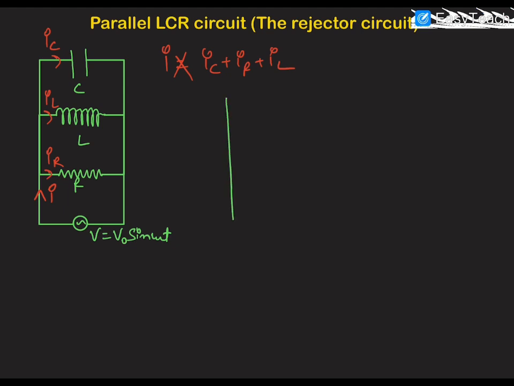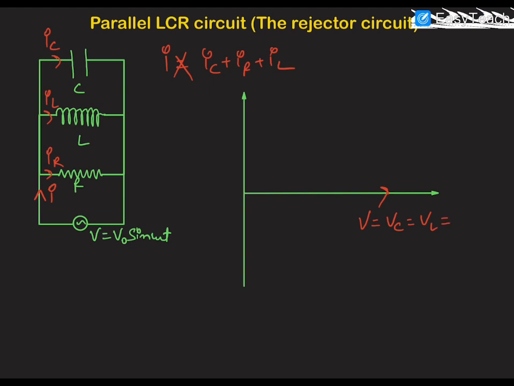So let us draw the phasor diagram first of all. This is a phasor diagram, and we know that in parallel circuits we always place the voltage on the reference axis. So the voltage will be placed on the x-axis, and this voltage will be the same as the voltage across the inductor, resistance and capacitor, because they all are in parallel.